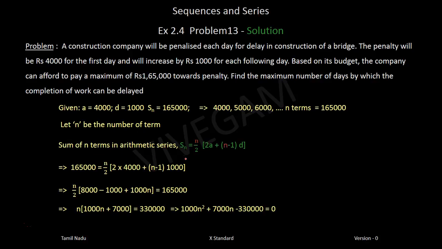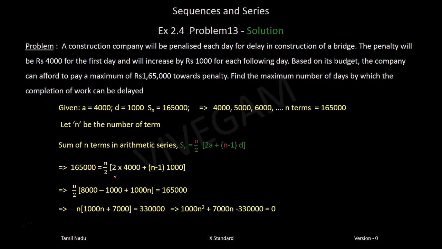The sum of the terms in an arithmetic series is given by Sn equal to n by 2 into 2A plus n minus 1 into D. In our case, Sn is 1,65,000, A is 4000 and D is 1000. So substitute all these values, you will get this.